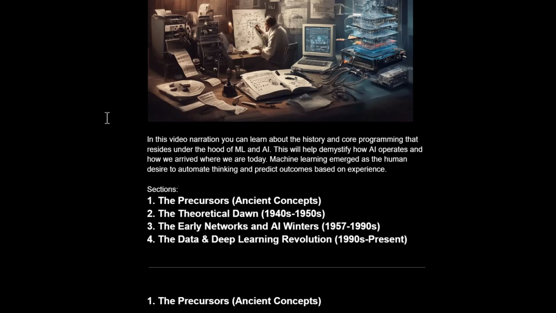And the sections that we'll run through are 1. The Precursors, Ancient Concepts. 2. The Theoretical Dawn, 1940s through 1950s. 3. The Early Networks and AI Winters, 1957 through 1990s. And then finally 4. The Data and Deep Learning Revolution, 1990s through the present.